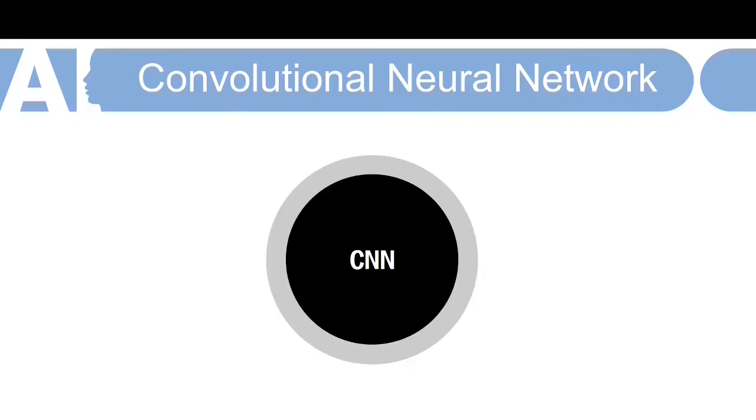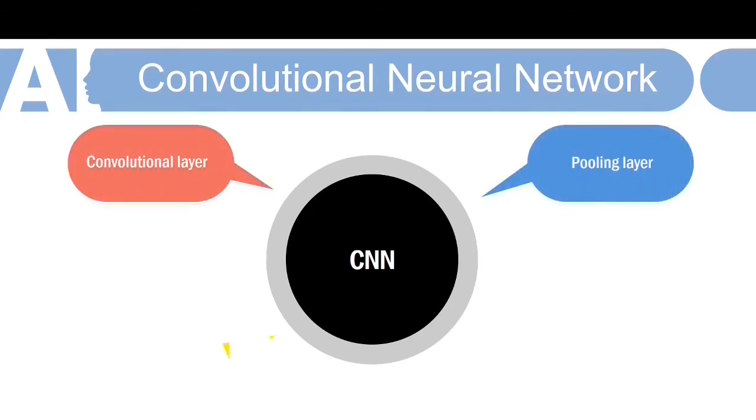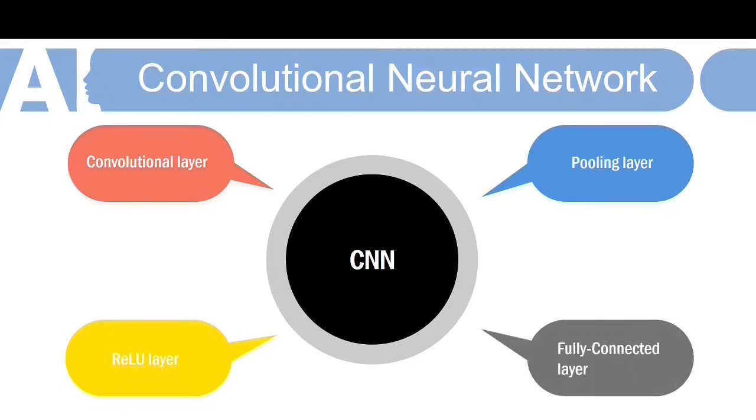There are four types of layers for a convolutional neural network: the convolutional layer, the pooling layer, the ReLU correction layer, and the fully connected layer. I will explain how these different layers work.